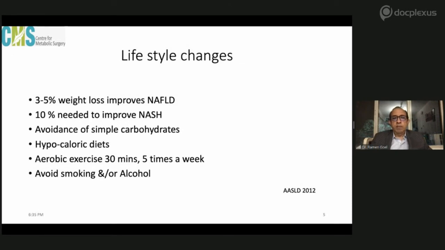Now, there are various studies which have shown that if a person loses just 3 to 5% of the weight, then the fatty liver improves. But he needs to lose 10% of the weight to improve the inflammation or the NASH. And these lifestyle changes include avoidance of simple carbohydrates, a hypocaloric diet, exercising on a regular basis, and avoiding smoking and alcohol. So all these lifestyle changes are required together to have an impact on the fatty liver or on the NASH.